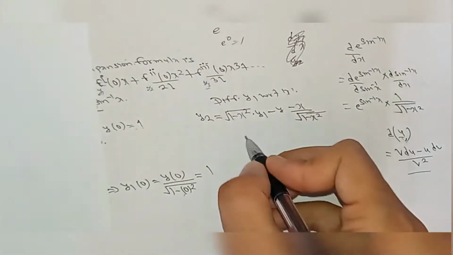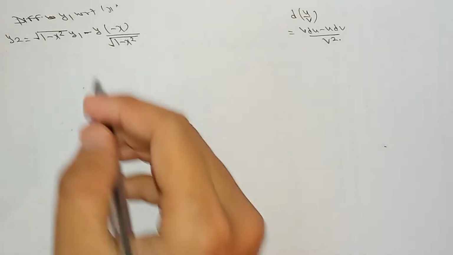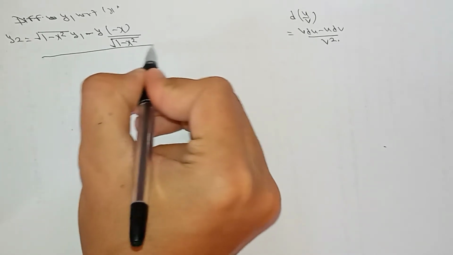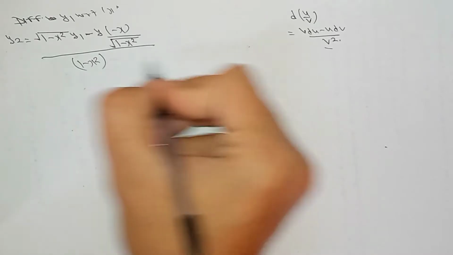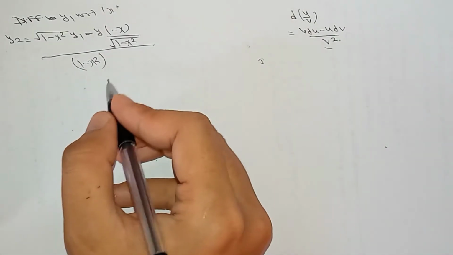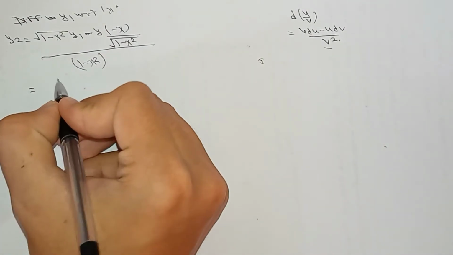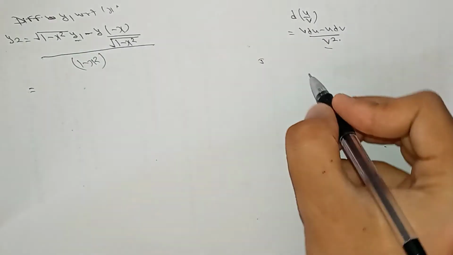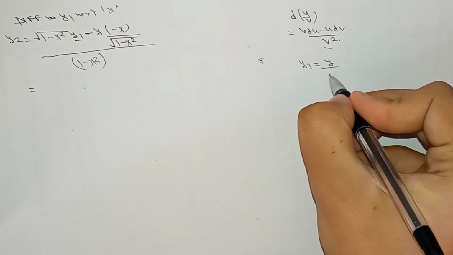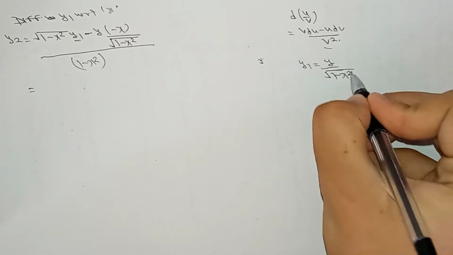Now we can write this as, after differentiation here we have divided by b square, that is 1 minus x square. So root under 1 minus x square is only 1 minus x square. After this, here you can see we have y1. In the order we have obtained y1 is equal to y by root under 1 minus x square. We have obtained this term.